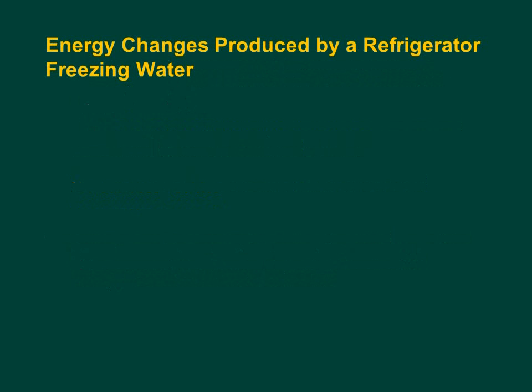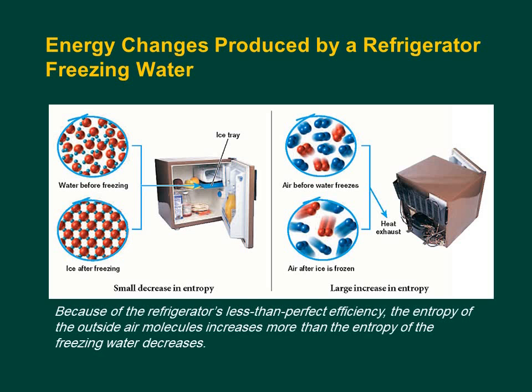Let's discuss an example of the change of entropy. Energy change produced by a refrigerator freezing water. Here in the figure, in the left figure, inside the refrigerator, the water temperature decreases and it changes into ice. So the particles of water become more ordered. More ordered means less entropy. So the entropy here decreases.